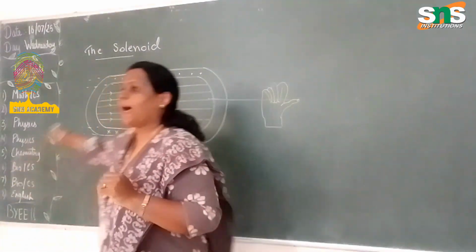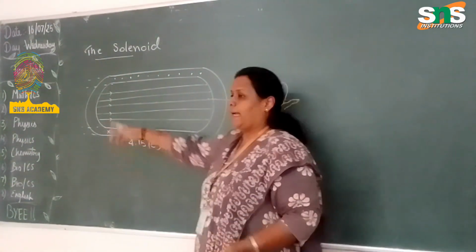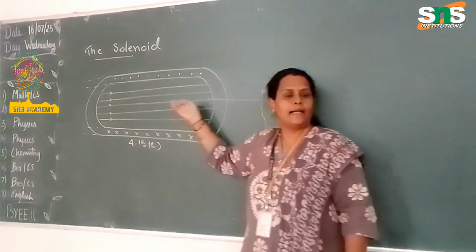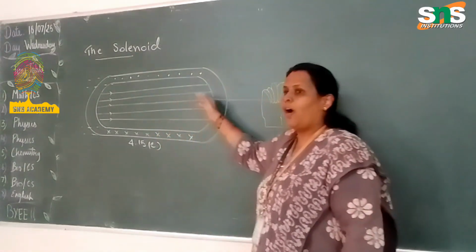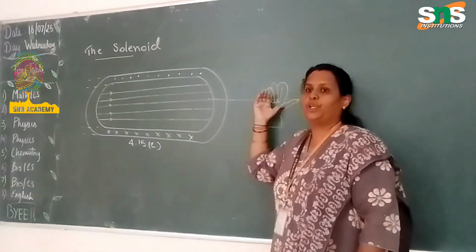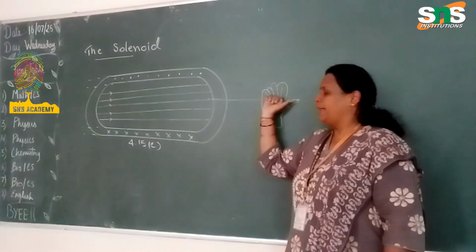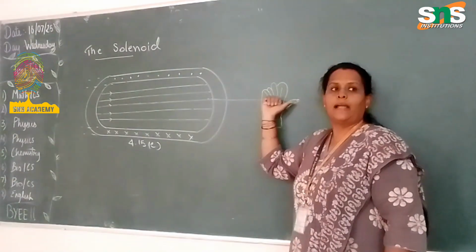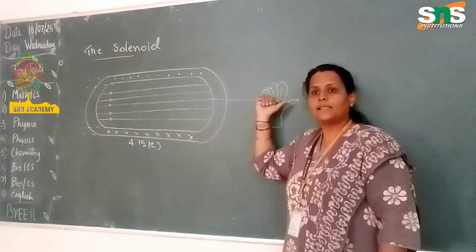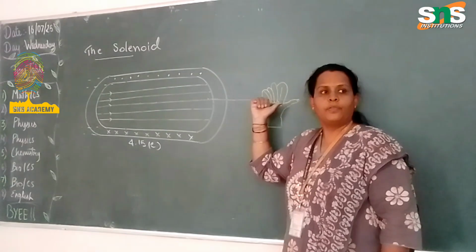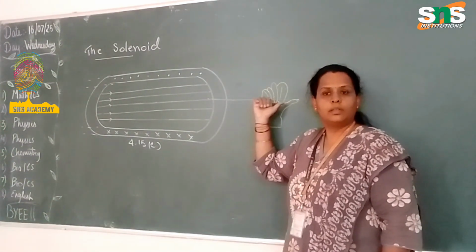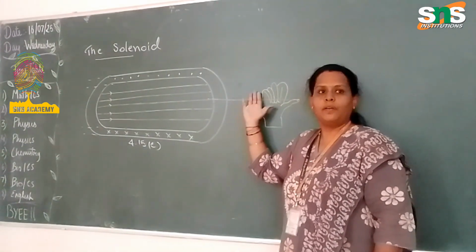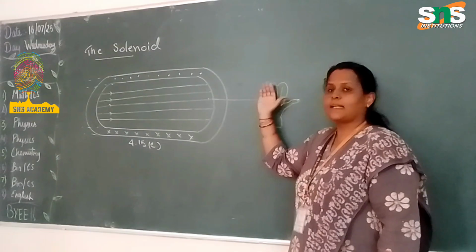This line shows that it's a current carrying conductor, am I right? The center line that's along the axis, always the center is the axis, am I right? The center part is the axis and the current carrying conductor along the axis. If you hold it with your right hand, a straight current carrying conductor, the thumb shows the direction of current, am I right?